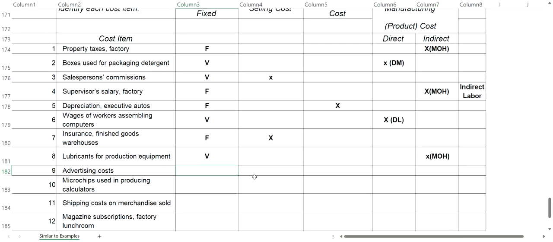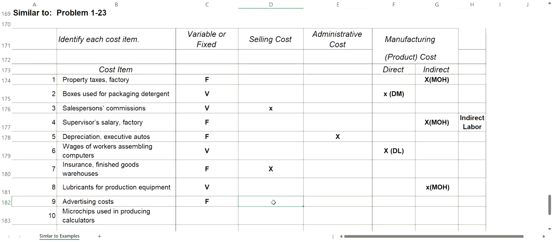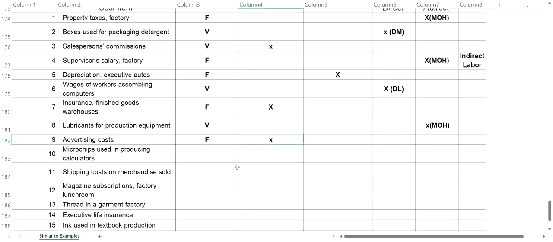Advertising, yes, it could be variable, but usually most companies set a fixed advertising budget. So I will put fixed, and that would be a selling expense. So I put it in the selling column.